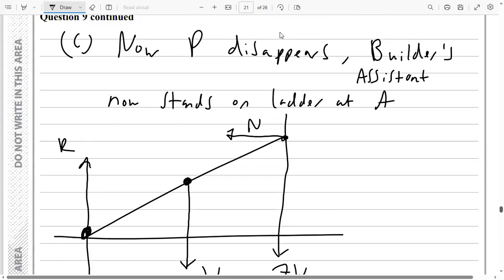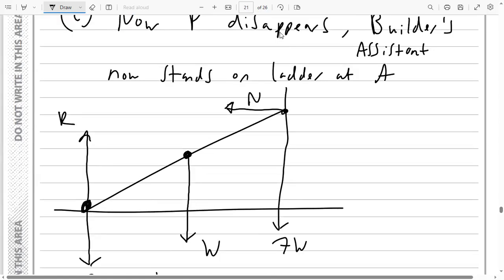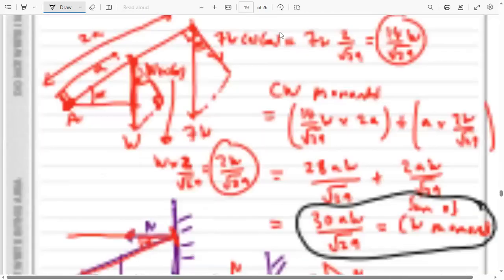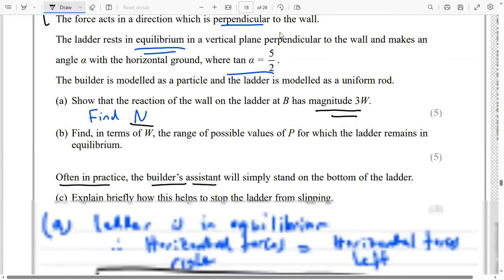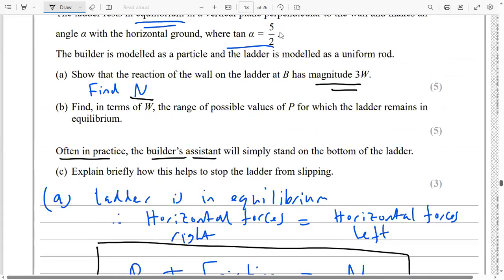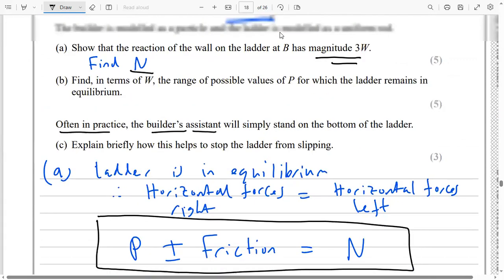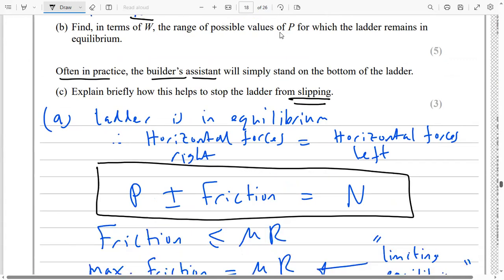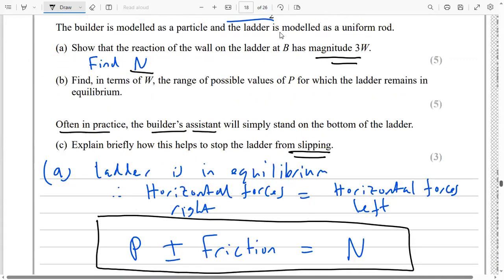So what we've got to be aware of is that the ladder must be in equilibrium, and we've got to explain how this helps out. How does this help stop the ladder from slipping? In other words, how does this basically increase the friction? That's what the question is saying. To stop something from slipping, you have to have more friction. That's what the question is trying to get you to think about. So the question wants you to explain how this now increases friction.